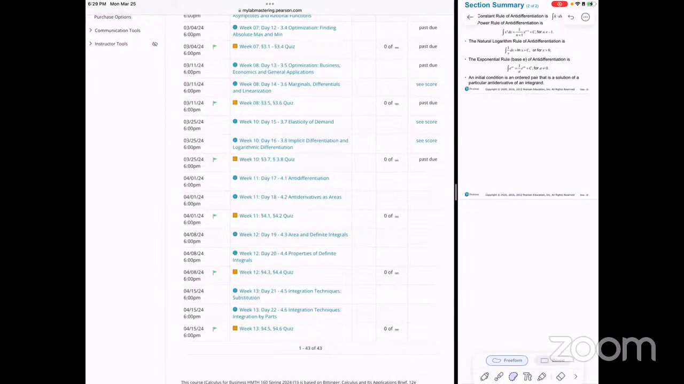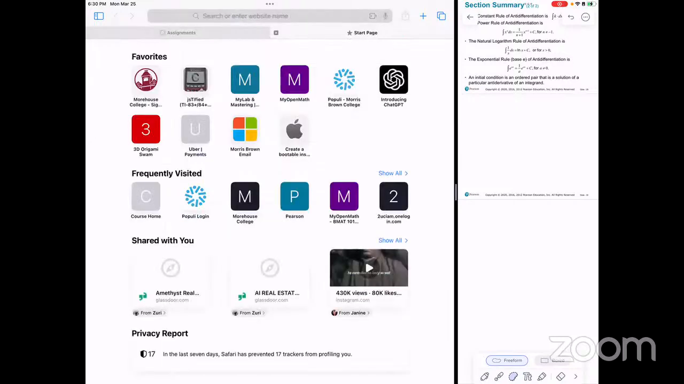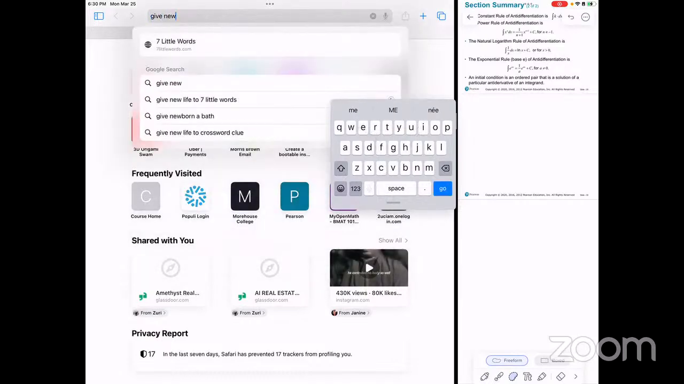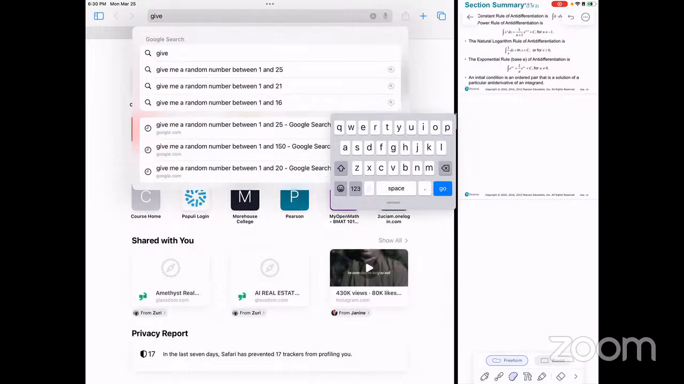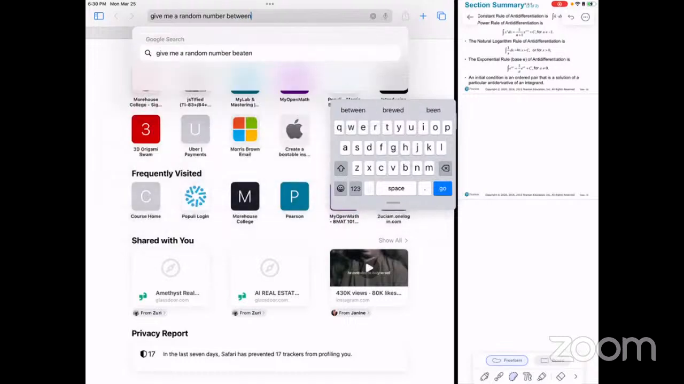Hey, Google, give me a random number between 1 and 24. 9. Okay. Let me do this here. Come on. That's not going to work. Give me a random number between 1 and 24. Okay, and the first one we got was 9.